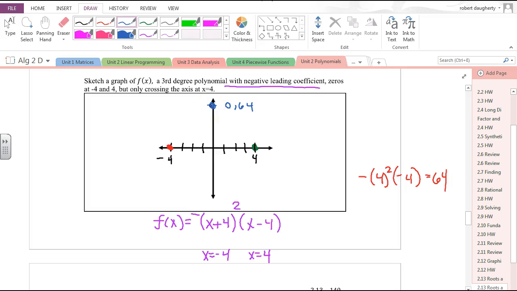So third degree polynomial, negative leading coefficient. That polynomial goes up to the left and down to the right. So I should be able to graph it. It goes from here to here through the y-intercept, and there we go. That's my third degree polynomial, negative leading coefficient, roots at 4 and -4, but it only crosses the axis at 4, which means it doesn't cross at -4.